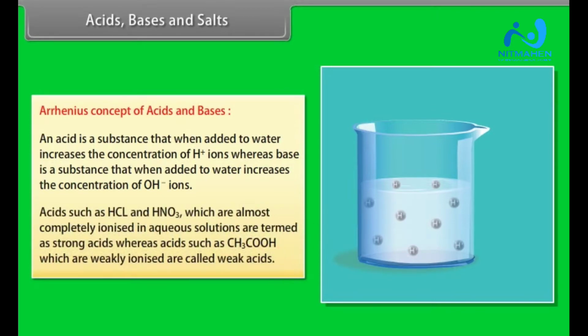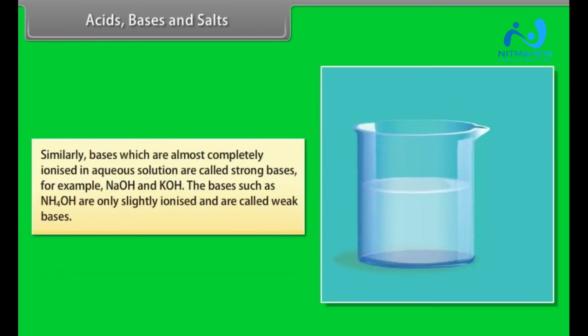Acids such as HCl and HNO3, which are almost completely ionized in aqueous solutions, are termed as strong acids, whereas acids such as CH3COOH, which are weakly ionized, are called weak acids. Similarly, bases which are almost completely ionized in aqueous solution are called strong bases. For example, NaOH and KOH. The bases such as NH4OH are only slightly ionized and are called weak bases.